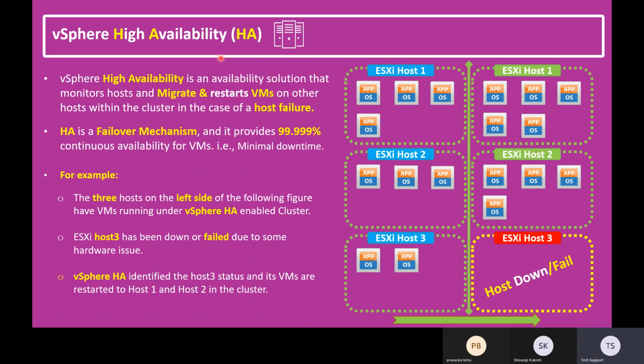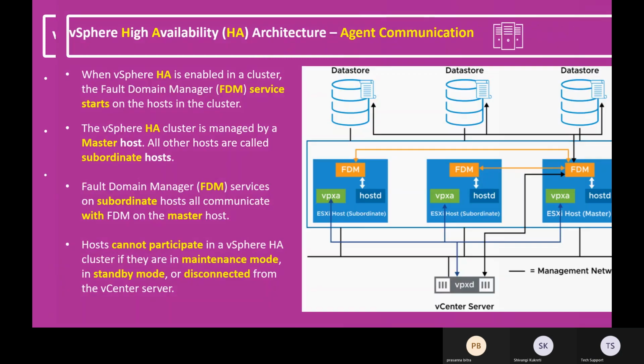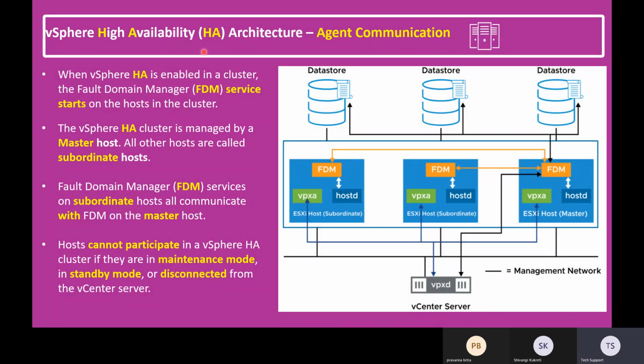And now try to understand the HA architecture with agent communication. So vSphere high availability architecture, agent communication. Let's try to understand, and let's talk about the diagram first. Within the diagram, we have three ESXi hosts, ESX1, ESX2, and ESX3. And to manage three ESXi hosts, we require a vCenter server. Within the vCenter server, the default vCenter agent service name is VPXA. VPXA means vCenter agent service.